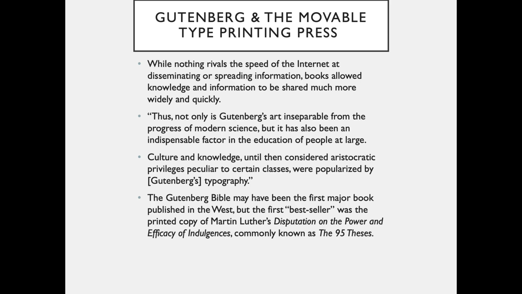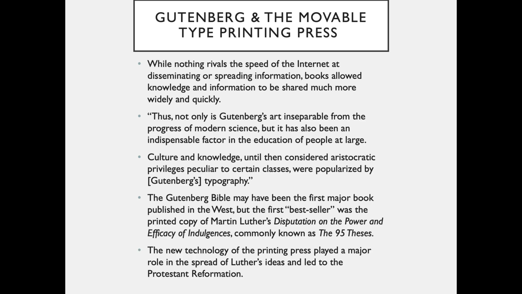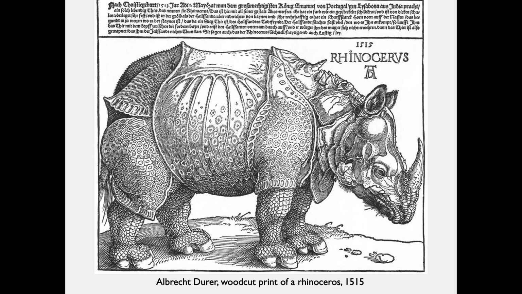The Gutenberg Bible may well have been the first major book published in the West, but the first "bestseller," quote unquote, was the printed copy of Martin Luther's Disputation on the Power and Efficacy of Indulgences, and this was commonly known as the 95 Theses. And the new technology of the printing press played a major role in the spread of Luther's ideas and led to the Protestant Reformation.